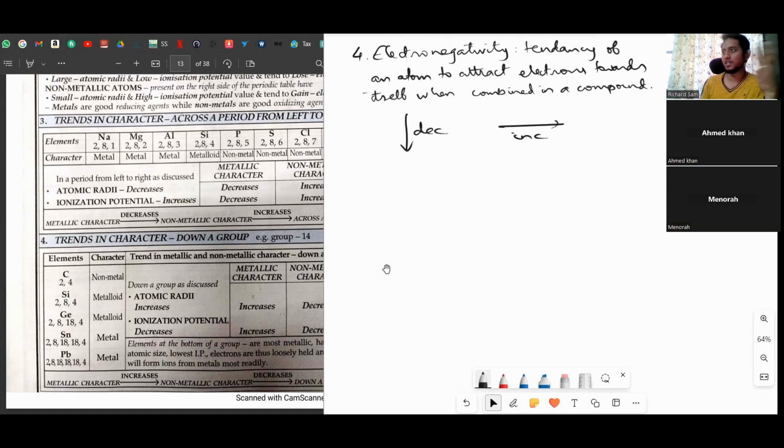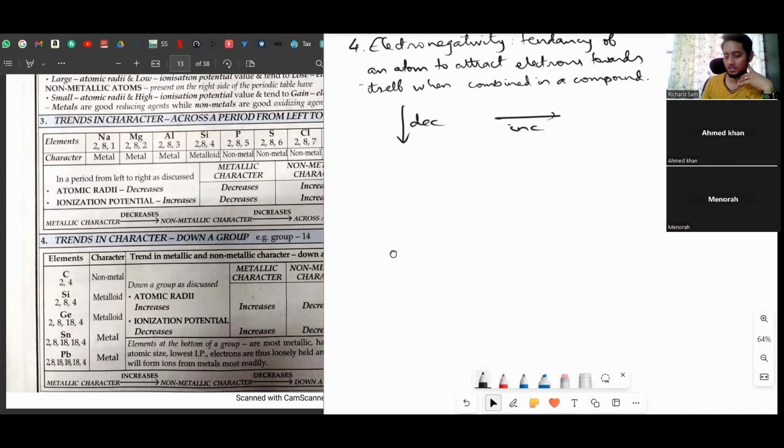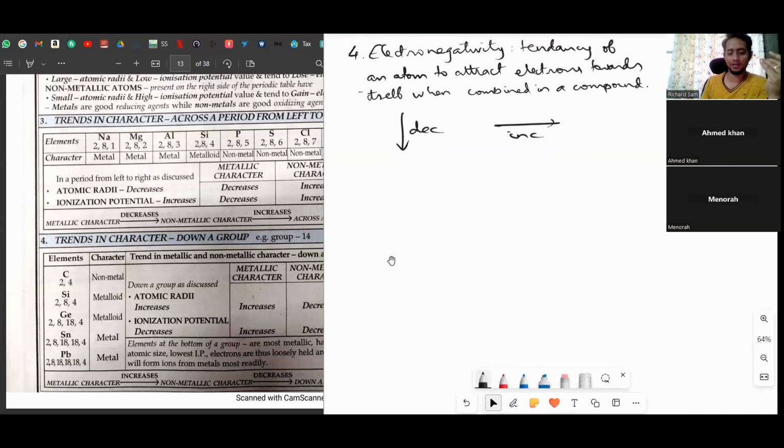And when you go to the right, why does the metallic character decrease? Because they don't like to lose electrons. As we go to the right, they want to gain electrons. So it's all about how easily or how hard they are able to lose their electrons. What about non-metallic character as you go to the right? It increases. They want to attract electrons, to gain electrons, so they become negatively charged. So the non-metallic character increases to the right.